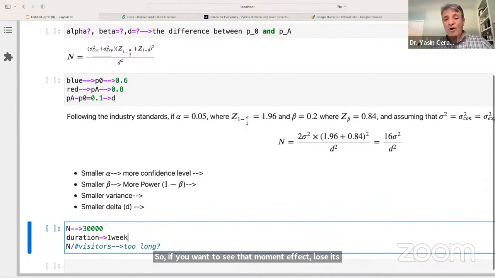But if it is too long, people are going to be familiar with that red color. The impact of the red color is going to fade because there will be other changes on the website, so the effect of other things will mix up with the red color. I don't want that. So not too long, not too short. In general, 1 week, more or less, satisfies the duration requirement.